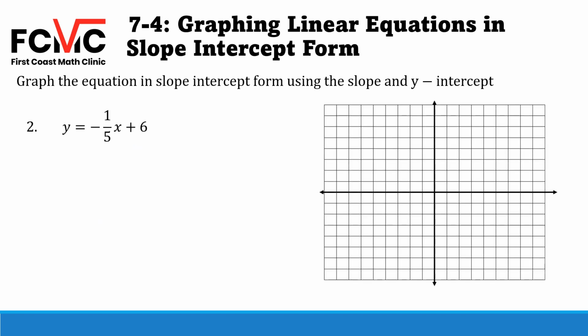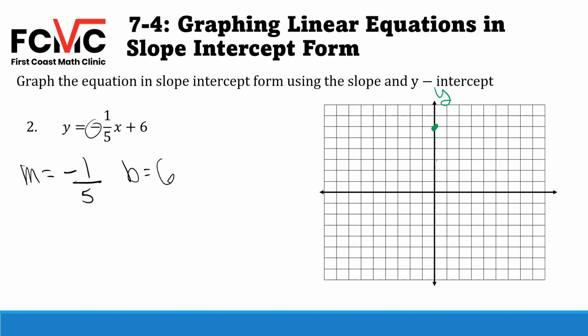Number 2, y equals negative 1/5 x plus 6. So our value for m, our slope, is negative 1/5. When we have a negative slope, I like to attach the negative to that numerator. Our b value is 6. So we're going to start at a positive 6: 1, 2, 3, 4, 5, 6. So positive 6 on the y-axis.